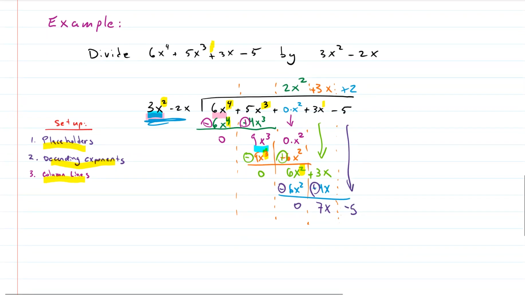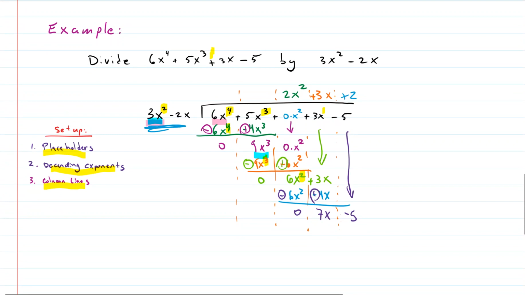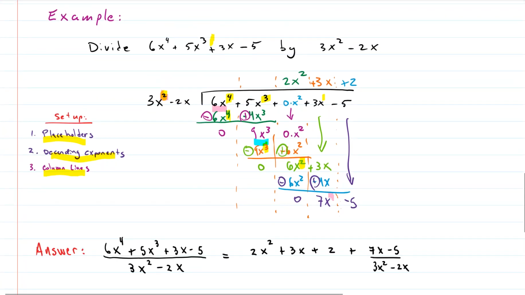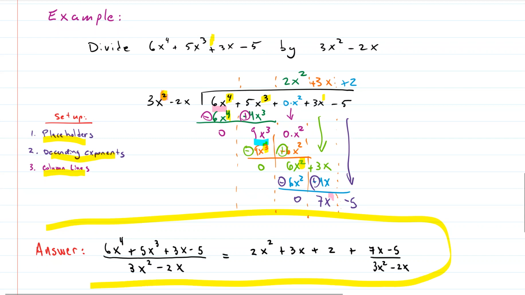And can we stop? Actually, we can stop, right? Because the highest exponent down here is a 1 in our work area, and up top it's a 2, so it's 1 less. So we're good to go. We're done. So we can write out our answer. And our answer is right down here. I just circled it in yellow.